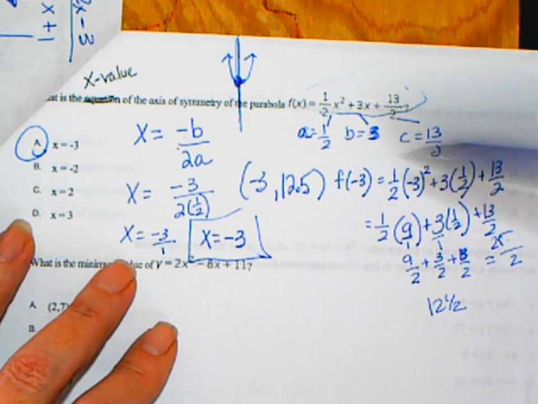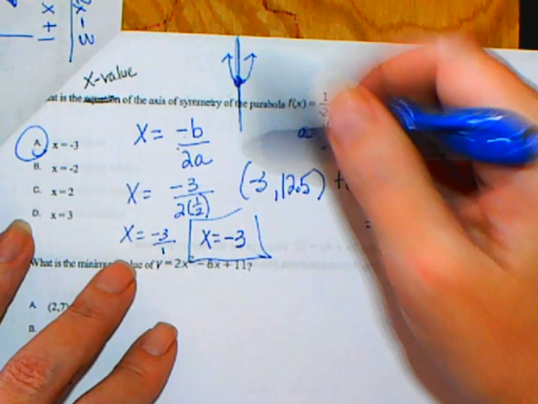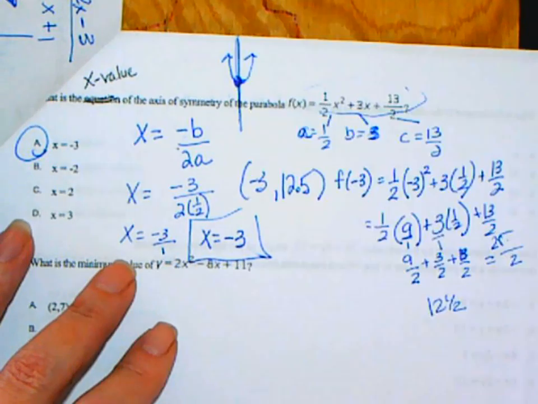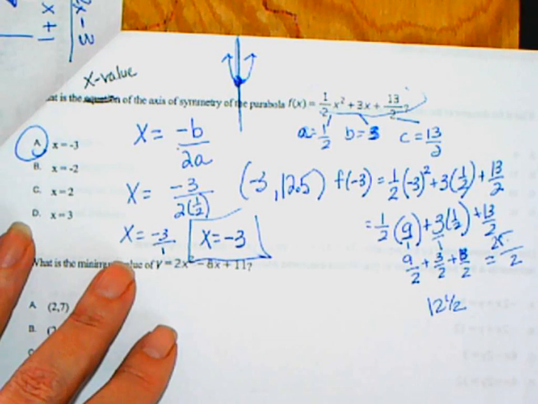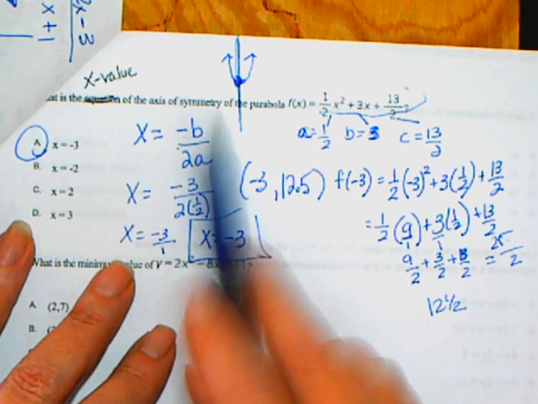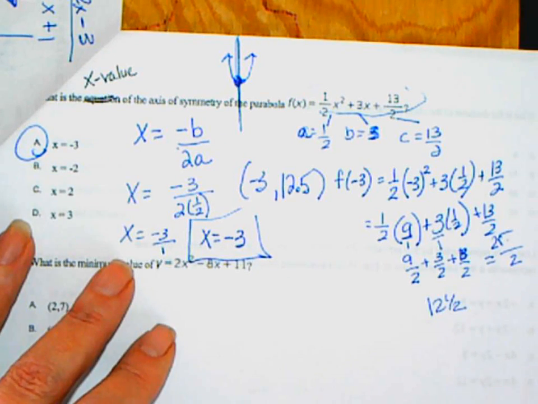So it wanted to know the x value of the axis of symmetry. It will have the same x value as the vertex. But I also gave you a quick little lesson in finding the vertex, which you did not ask at all. But we would find it the same way, regardless.